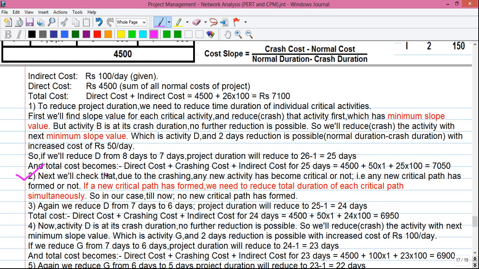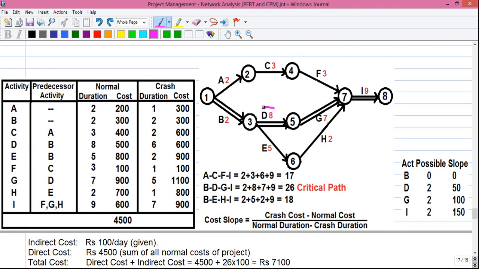Step number 2. Next we will check whether, due to the crashing, any new activity has become critical or not. That is, whether any new critical path has formed or not. If a new critical path has formed, we need to reduce the total duration of each critical path simultaneously. What does that mean? We have reduced the activity D from its current duration 8 days to 7 days. And let's check the paths throughout the network.